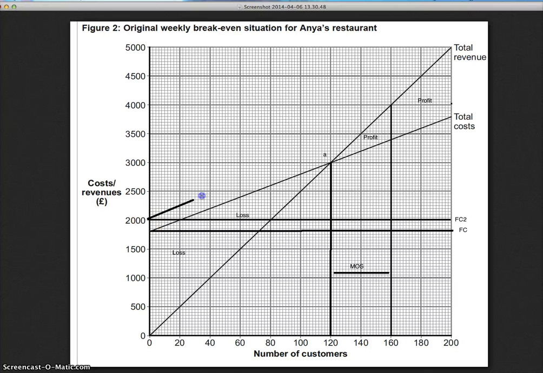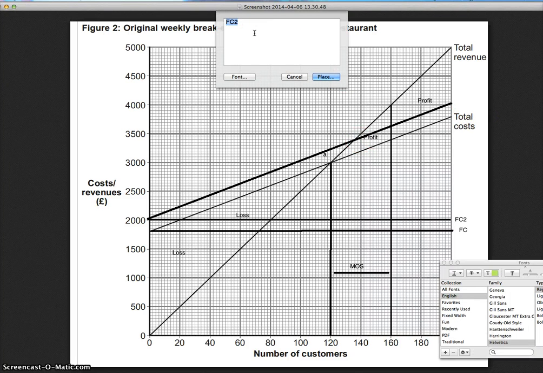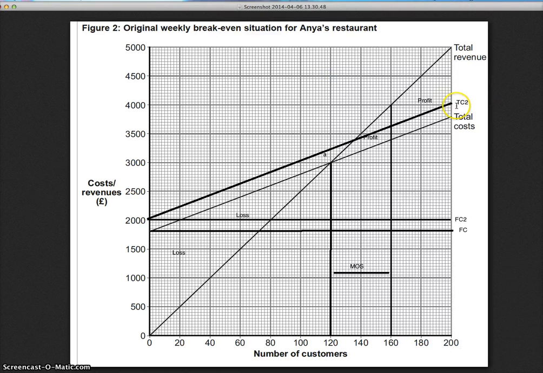We then need to draw a line joining those 2 points. And that represents your new line, which we will label as... sorry, not FC2, total cost, I'm looking at. So this is a new total cost line. I've corrected myself there. And we're putting that one in there as TC2, the new total cost line.